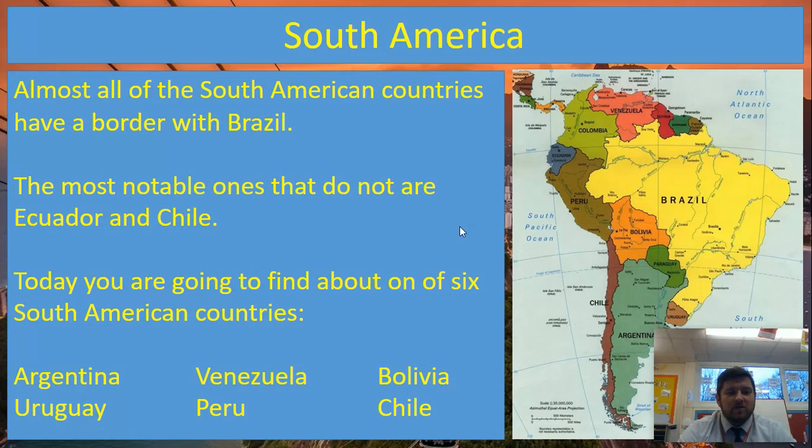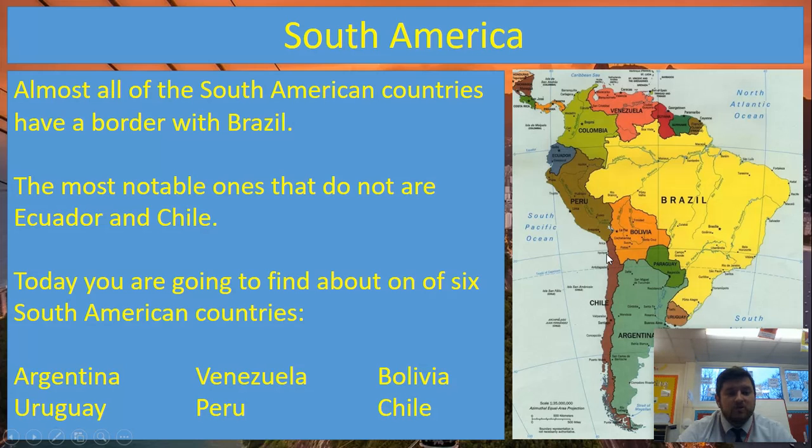Almost all of the South American countries have a border with Brazil, and you can see the edges here of these countries all stick onto the side of Brazil. There are a couple that do not. The most notable ones are Ecuador here, you can see no link to Brazil there, and Chile, this huge country that runs all the way down the side of there.